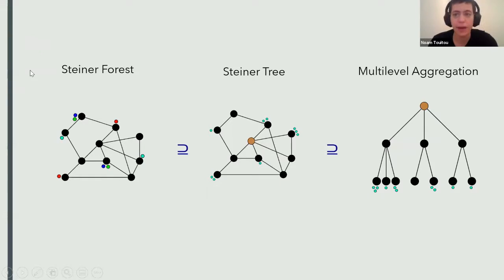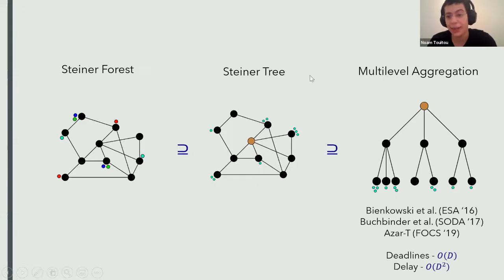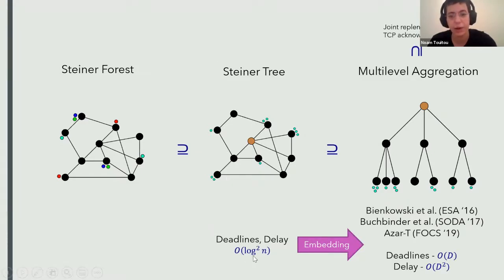Okay, so let's see some problems which were previously considered in the deadline and delay model. One of these is multi-level aggregation. This problem is in fact like Steiner tree on a graph which is a tree, which is surprisingly an interesting problem in the deadline and delay setting, and for which there are algorithms which are polynomial in the depth of the tree competitive. And in fact, Steiner tree on a general metric space can be solved by randomized embedding to a tree and then using these multi-level aggregation algorithms. This yields an algorithm which is O(log squared n) competitive, where n is the number of vertices.